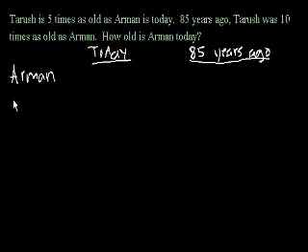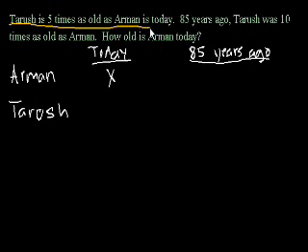Okay, Armand and Tarush. Well, we're trying to solve for how old is Armand today, so let's just make that x for simplicity. It says Tarush is 5 times as old as Armand today. So let me underline that. Tarush is 5 times as old as Armand today. Well, if Armand is x, that tells us that Tarush is going to be 5x.